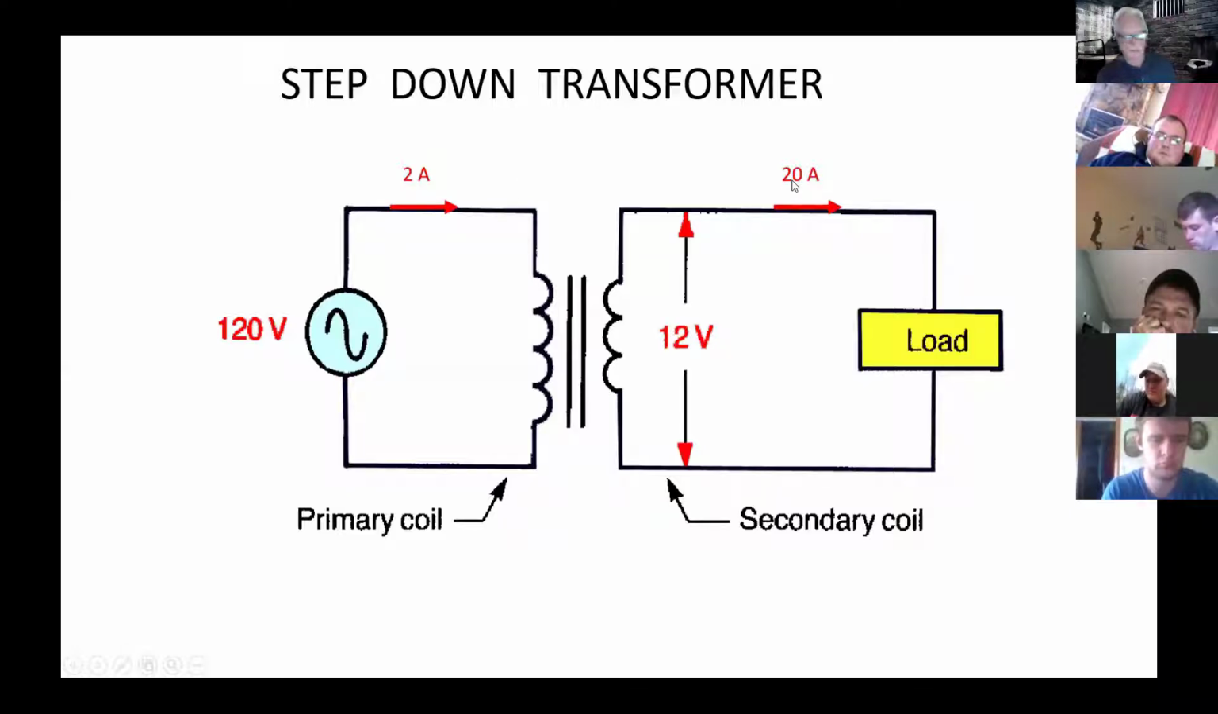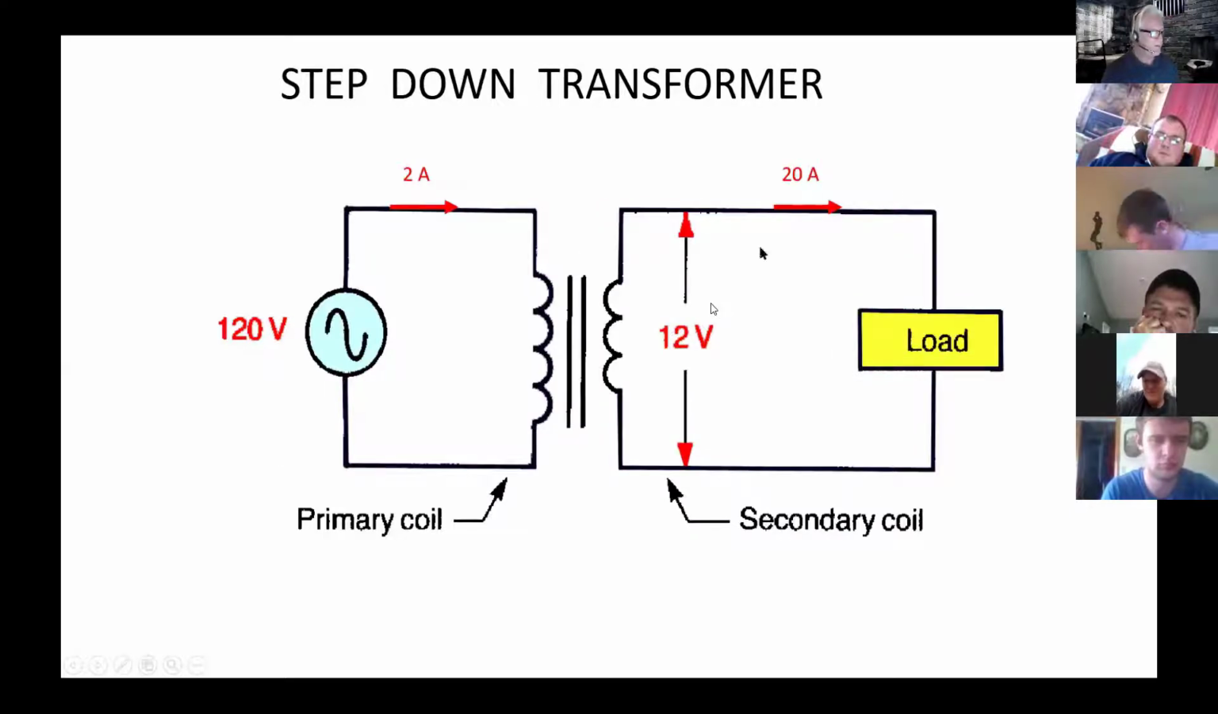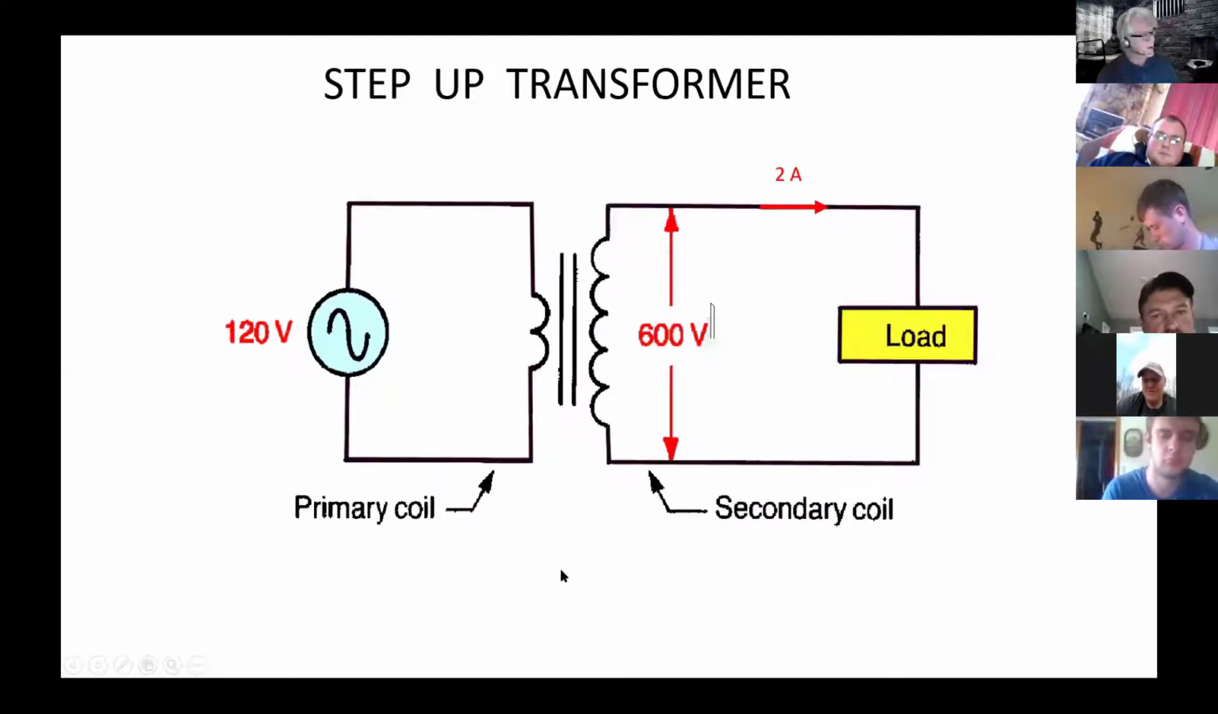So when I multiply volts times amps for power, I get 240 on the secondary. When I multiply amps times volts on the primary, also get 240. Here's a step-up transformer. Same thing, except the voltage is going up by 5 and the current goes down by 5, so that the power is the same on both sides.